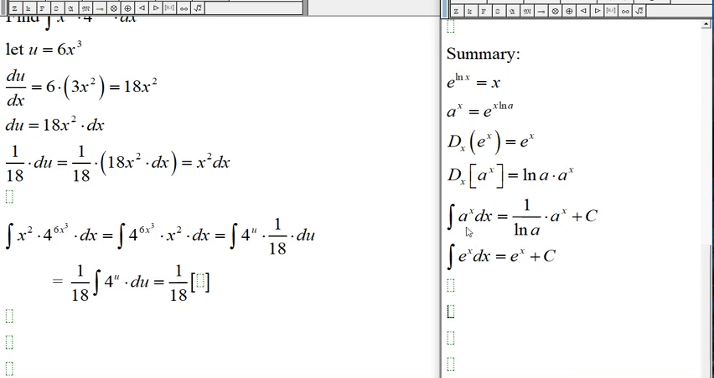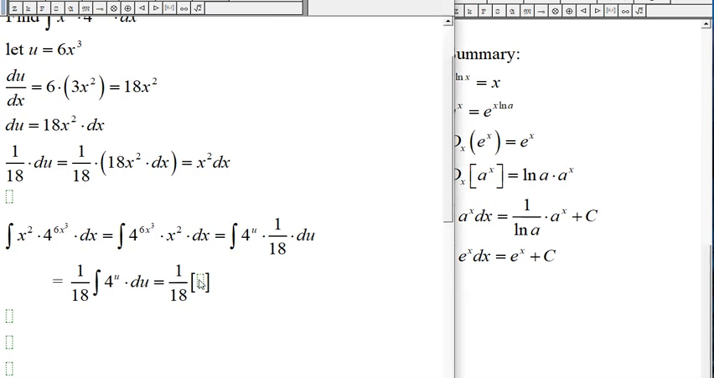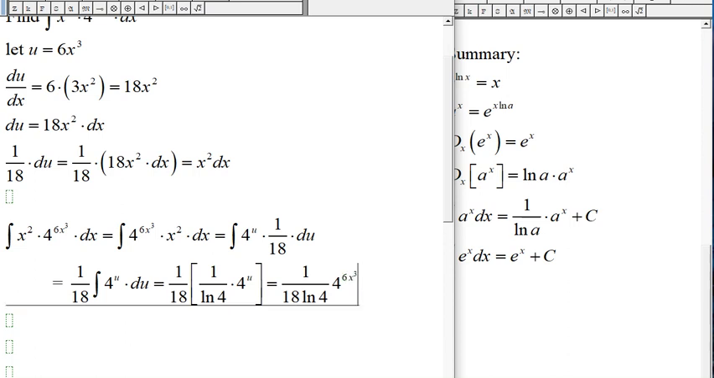And so here we have the integral of a to the x is 1 over ln a times a to the x. And so here we have 4 to the u. So it would be 1 over ln 4 and then times 4 to the u. And so this becomes 1 over 18 ln 4. And then 4 to the u, u is 6x to the third, so we have 4 to the 6x to the third. And then plus c. And this is the answer.